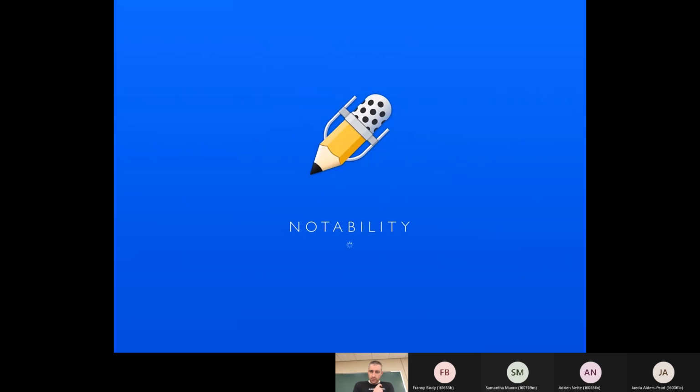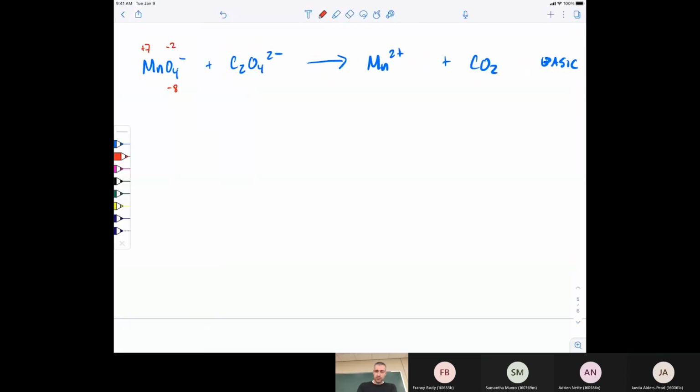Only showing a loading screen. Does anyone else see anything besides a loading screen? Let me unshare and share again. Looks fantastic on this end. Does that work better?